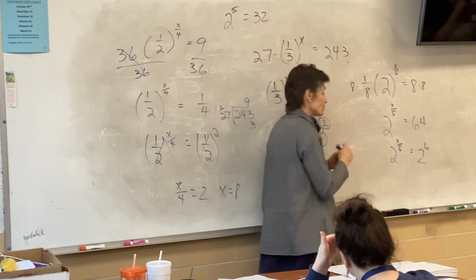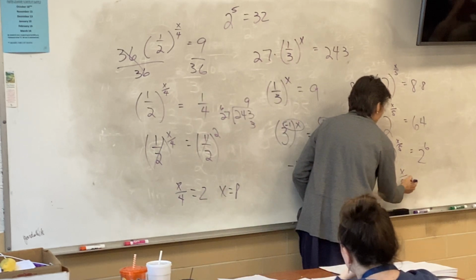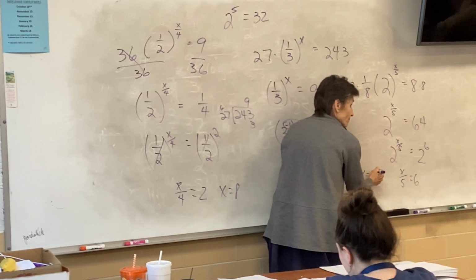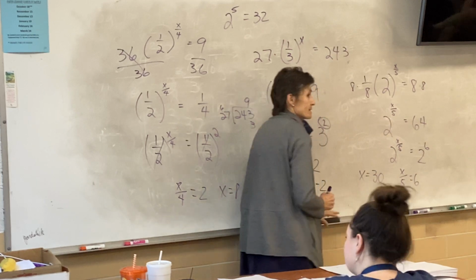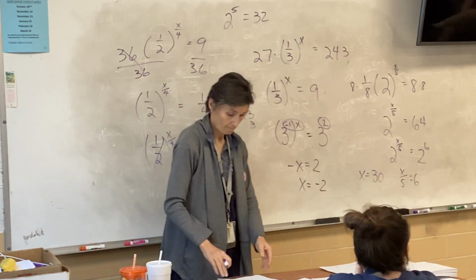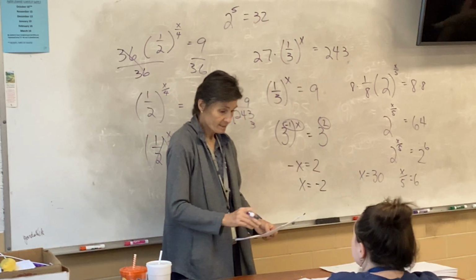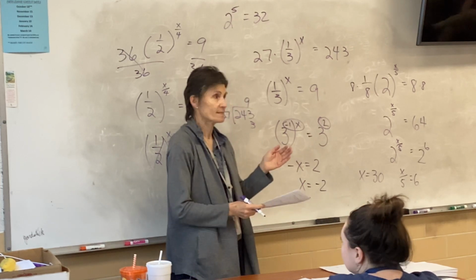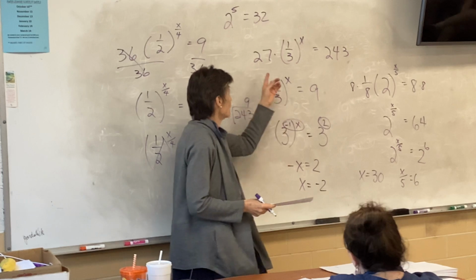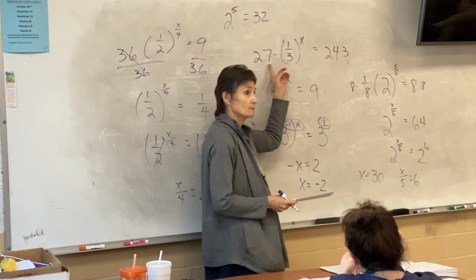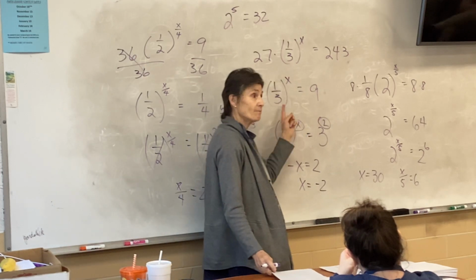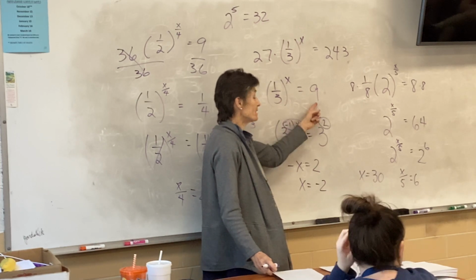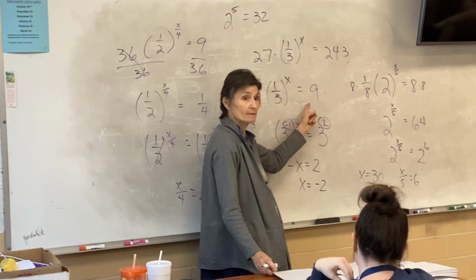Well, now they're both 2's. So x over 5 equals 6. So x equals 30. We just did 1, 2, 3, 4, 5, 6, 7, 8, 9 problems that are all virtually the same. We get rid of this extra number, and then whatever we have, we gotta turn them into the same base.